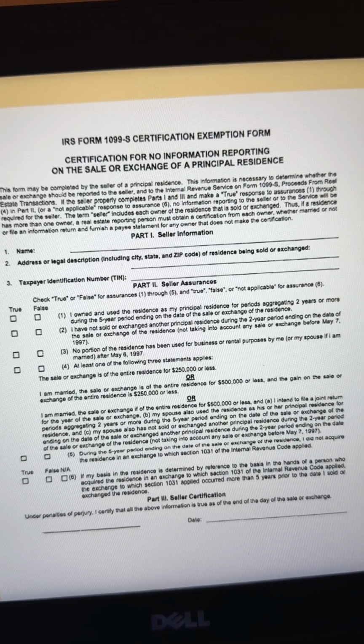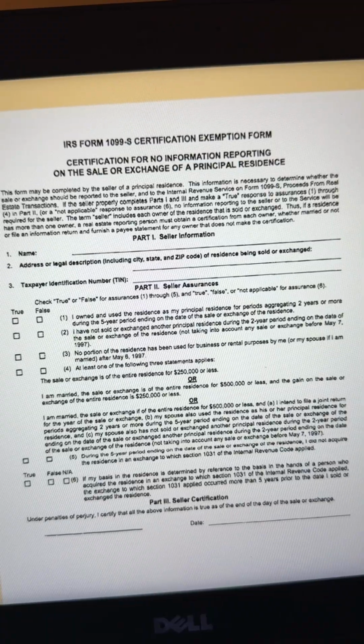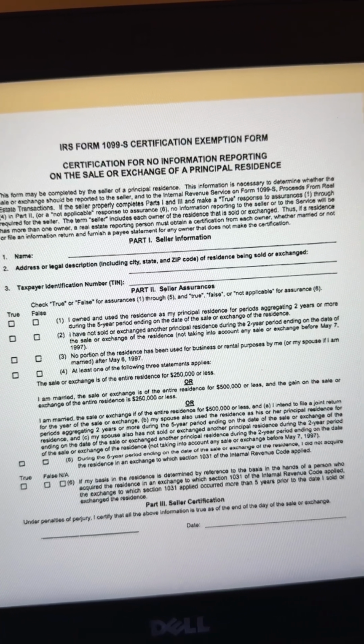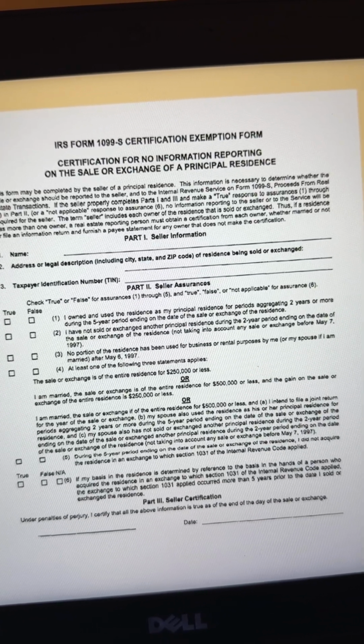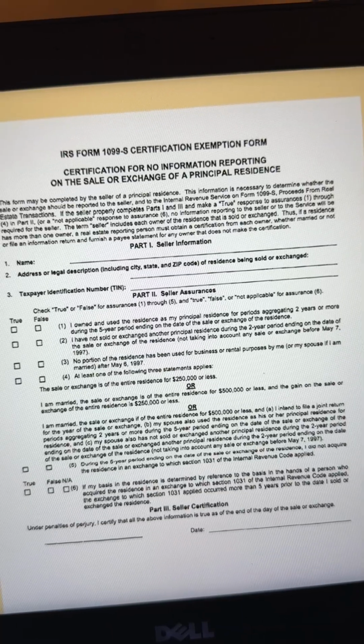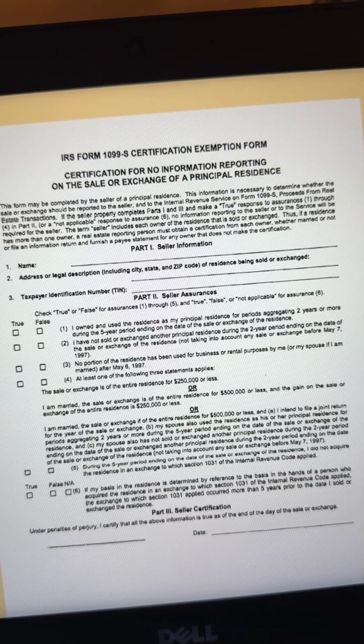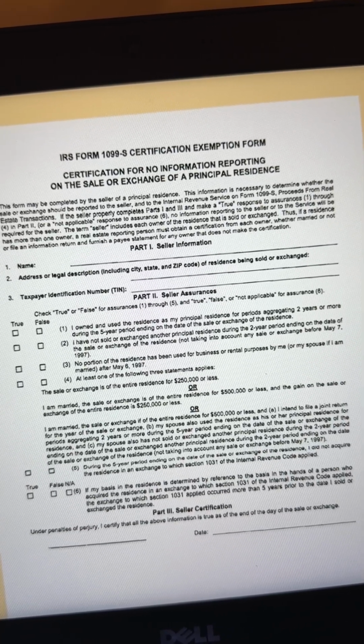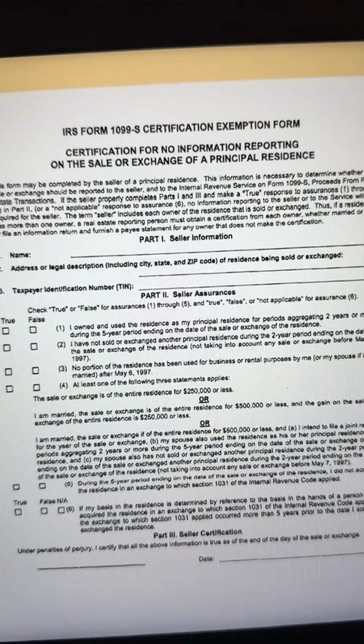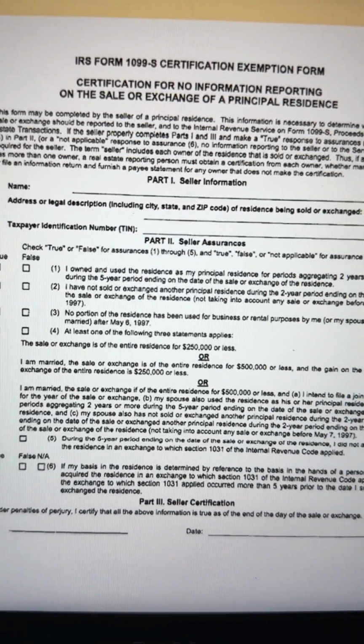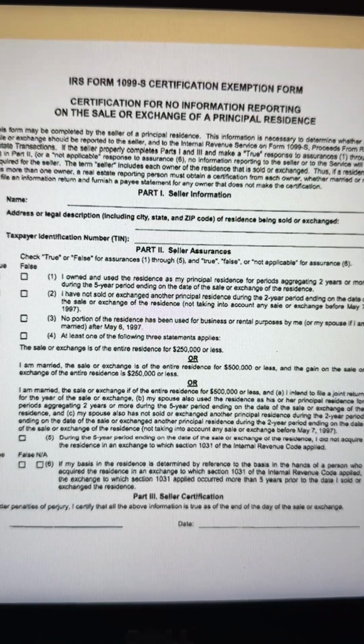This might be pre-filled, it might not be. If it's not pre-filled, make sure it is the residence that's being sold, whatever property is for sale. The next, line 3, taxpayer identification number. It says TIN for taxpayer identification number. That's actually their social security number.